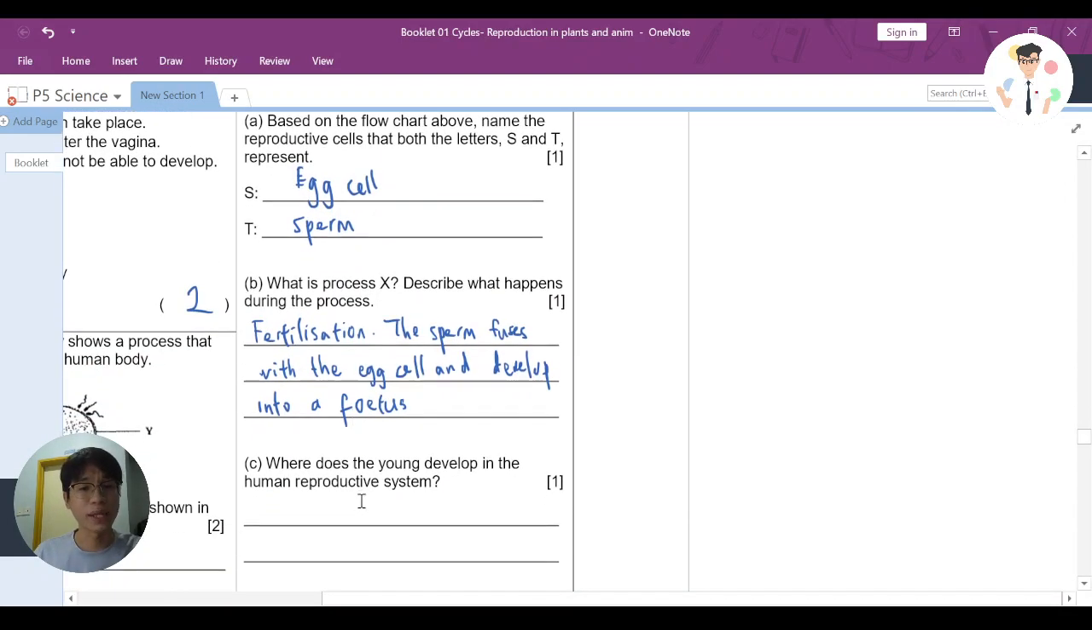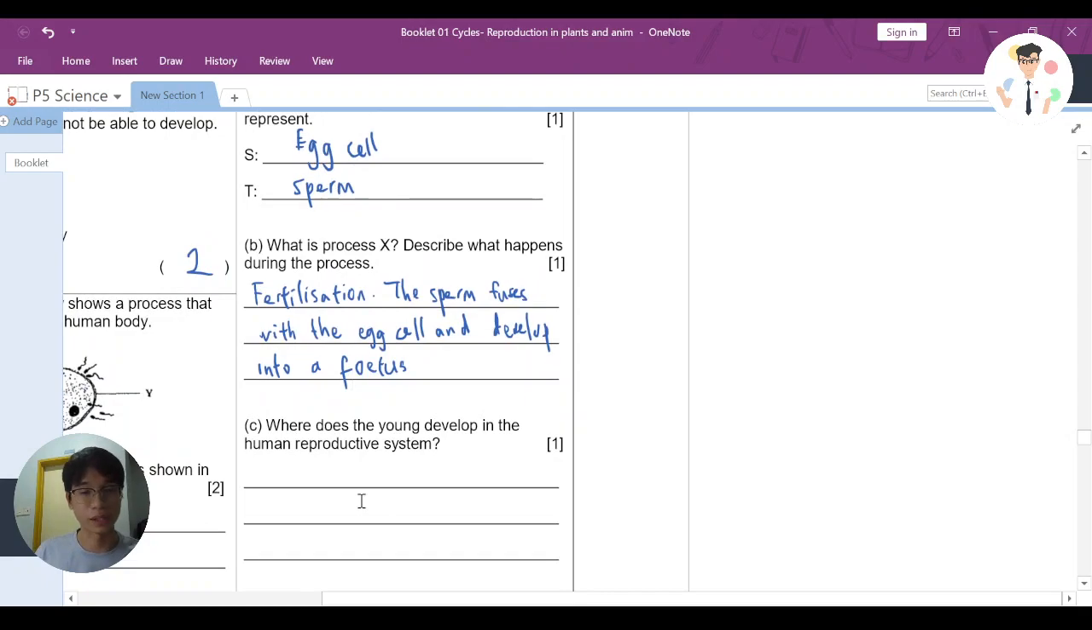Now they're asking, where does the young develop in the human reproductive system? So after fuses, then where does it actually develop? So the young one actually developed in where? The young develop in the womb of the mother. Okay? So again, fuses that you implant to the wall of the womb and develop there. Okay, so develop in the womb of the mother.